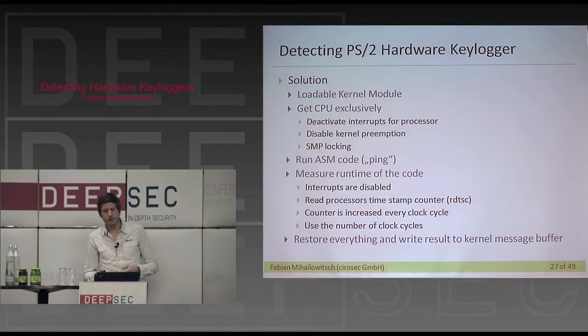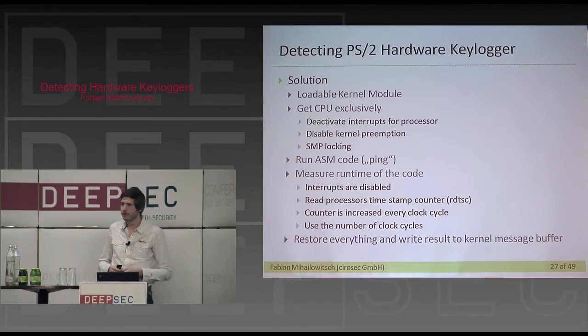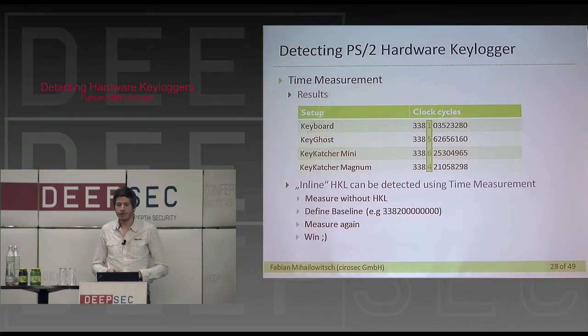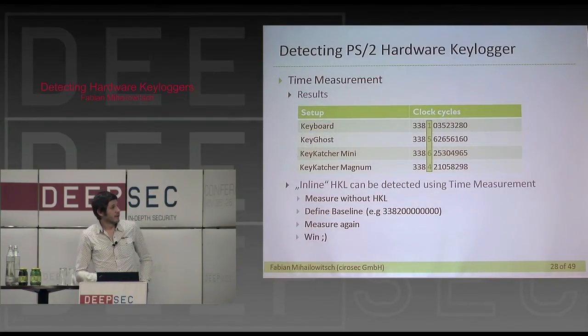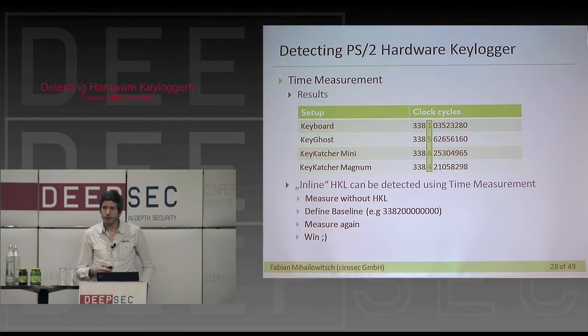Afterwards, after my measurement, I write the result to the kernel message buffer so I can retrieve it from user land, and restore everything, and we are fine. And those are the results. You can see in the setup the keyboard, the three PS2-based keyloggers I used, KeyGhost, KeyCatcher Mini, and KeyCatcher Magnum, and the number of clock cycles it took to run the code on my CPU.